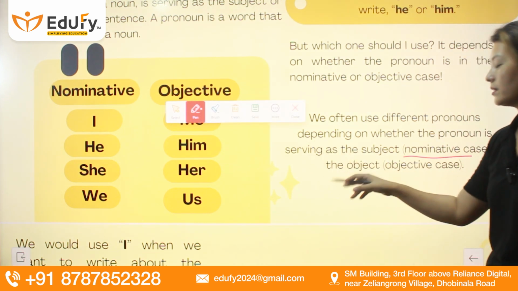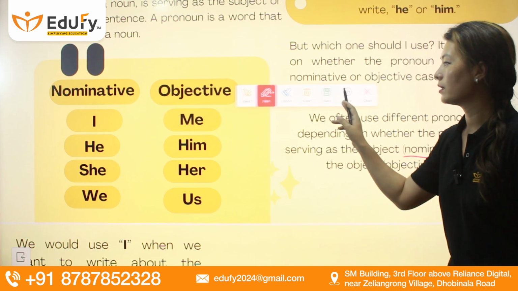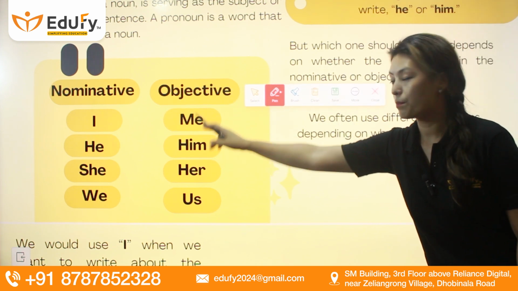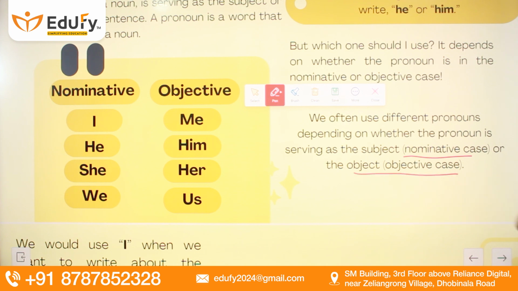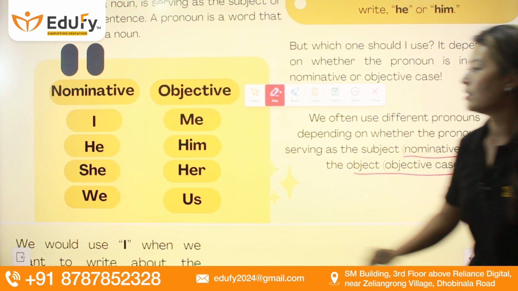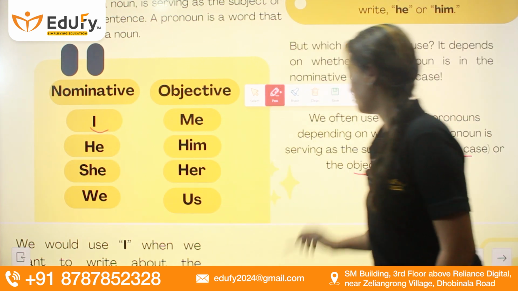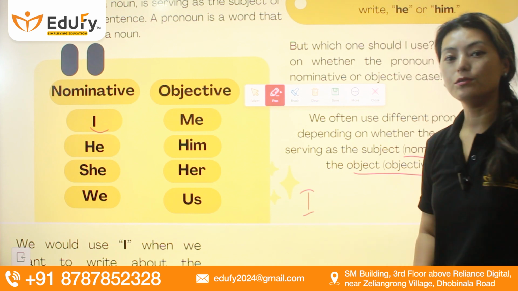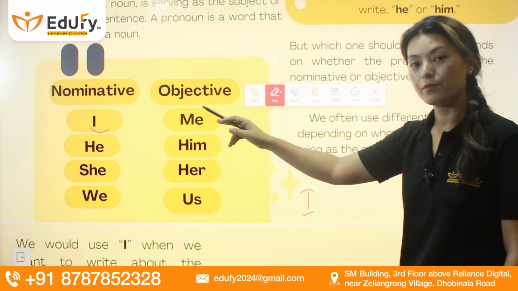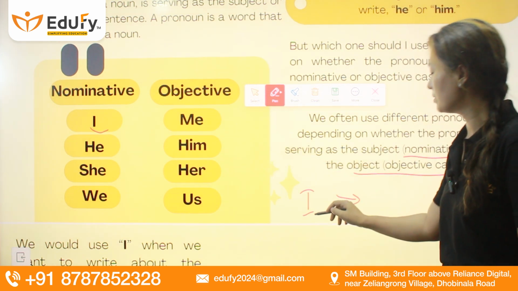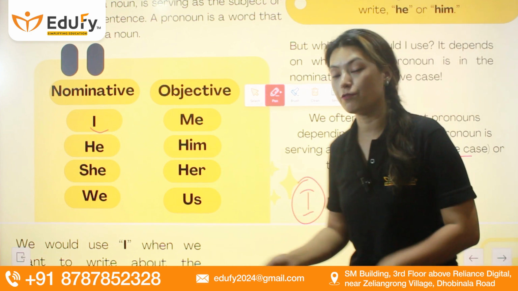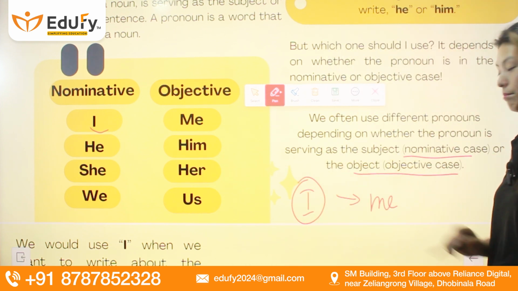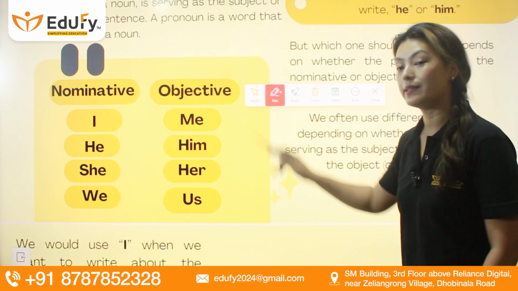If we're using pronouns as an object, then we will be using the objective case. For example, I will be used in the subject form, right? But if I have to talk about myself in the objective form, then I will have to use me. So it's very simple in that case, okay?